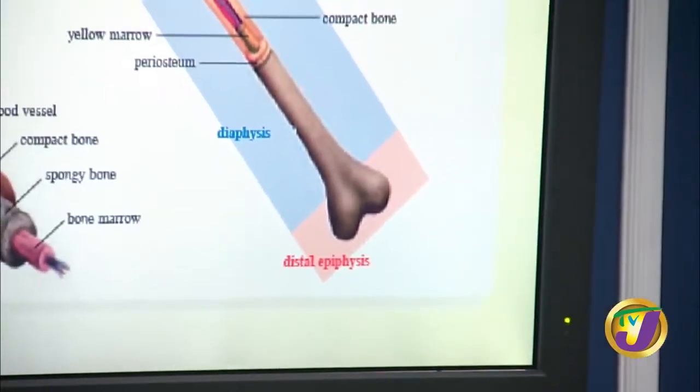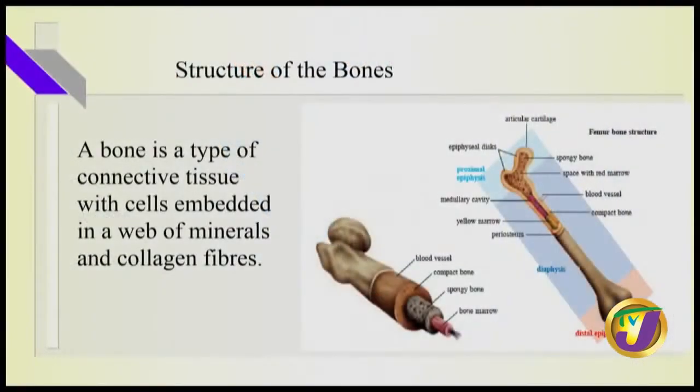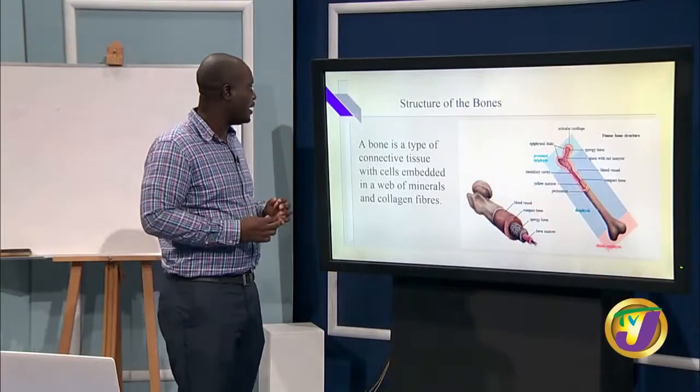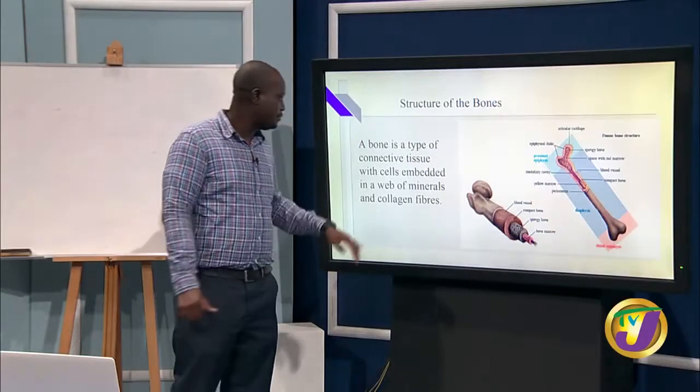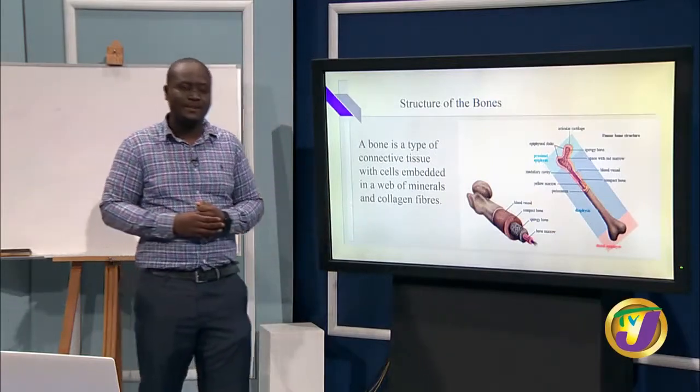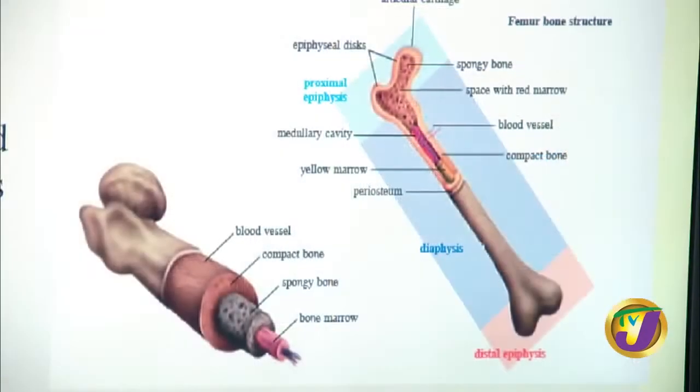Now the structure of the bones, you need to know about the external and internal structure of the bones. Because the bones are a major part of the skeleton. The skeleton is made up of bones and cartilage. The bones are made up of deposited minerals, mainly calcium, and collagen fiber.